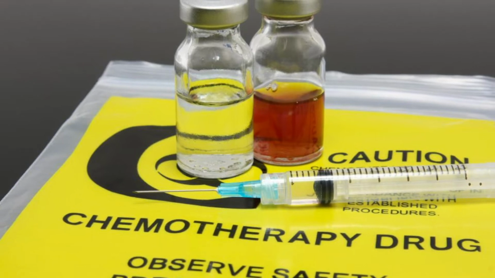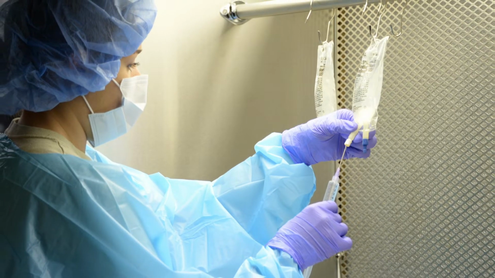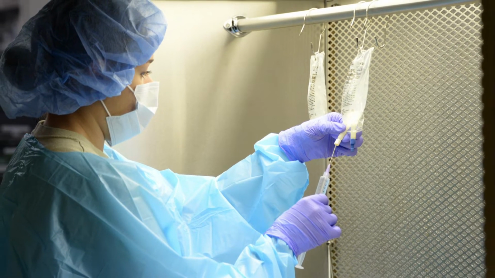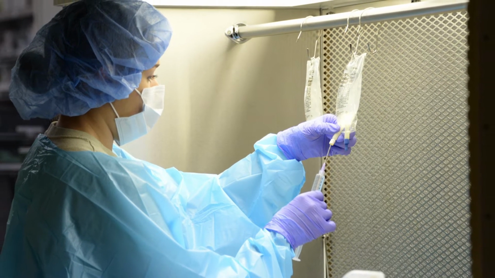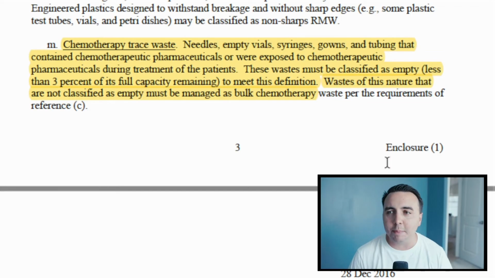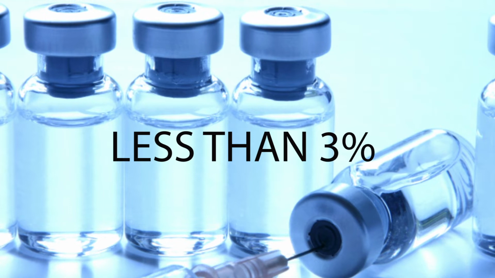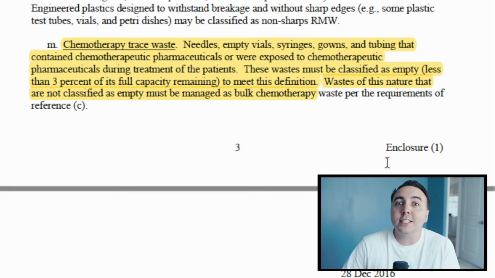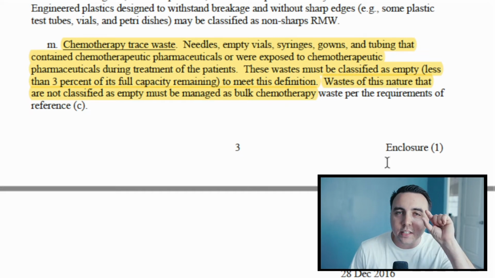And it's not very common. If you're a pharmacy tech and you dealt with vials that had chemotherapy drugs in them, you probably have dealt with this. But if not, you're probably like, I have no idea what this is. So this is essentially needles, empty vials, syringes, gowns, and tubing that contain chemotherapeutic pharmaceuticals or were exposed to those pharmaceuticals during treatment of the patients. These wastes must be classified as empty, less than 3%. You will see that as a common theme in this, the less than 3% contained still in that vial.